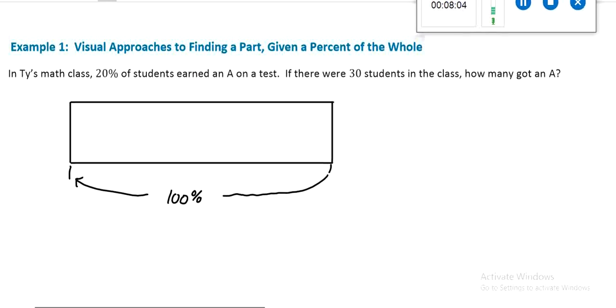To represent that, we'll connect percent to the actual number of students in this case. I'm going to eventually fill this in, but this end here would represent 0 students earning an A on the test. If we filled this in completely, all the way from here to here, that would be 30 students receiving an A on the test. But that's not the case because it says that only 20% of the students earned an A on the test. So what does that look like here?